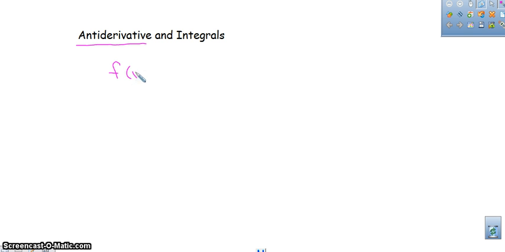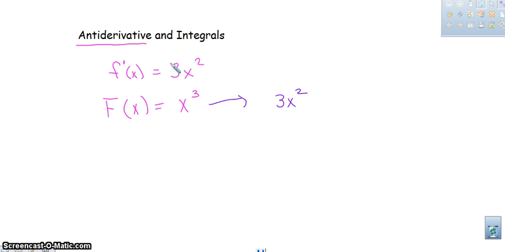So if I told you this function f of x equals 3x squared, its antiderivative, which they like to use a capital F for, we'll say the derivative equaled 3x squared. The antiderivative of that is x cubed. The reason that's the antiderivative is if you would take the derivative of x cubed, you get 3x squared. So this x cubed is what they call the antiderivative of 3x squared.